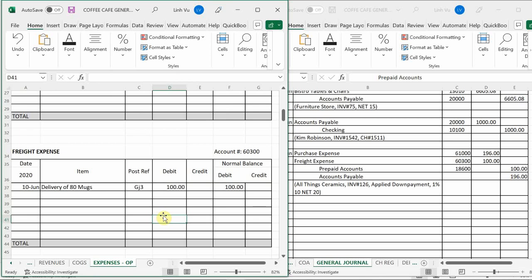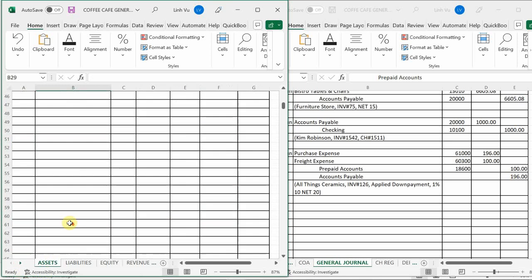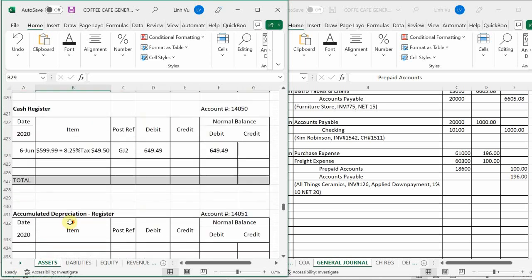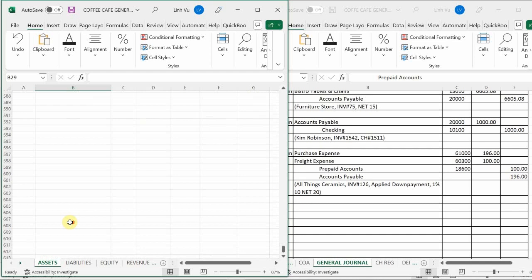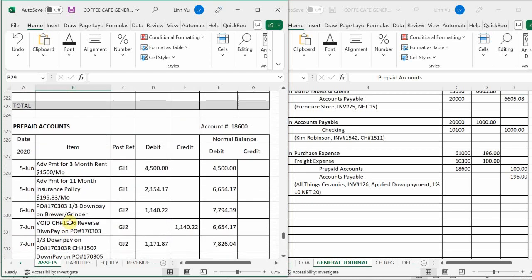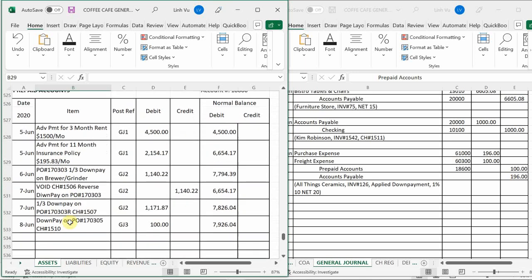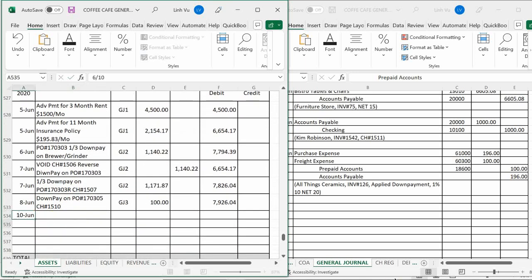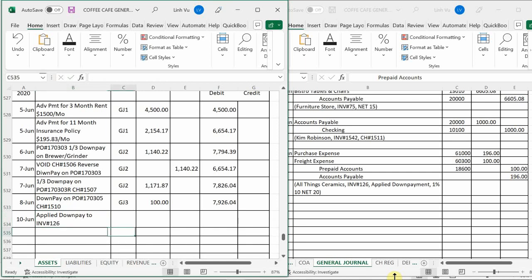Then the next thing I did was I redeemed my voucher. So that is exactly what I'm going to do to my assets here. I'm going to locate my prepaid accounts. Okay, here I am, prepaid accounts. And I'm also going to put the same exact note here that I applied down payment to invoice number 126. Okay? And then I'm going to code that to journal number 3.